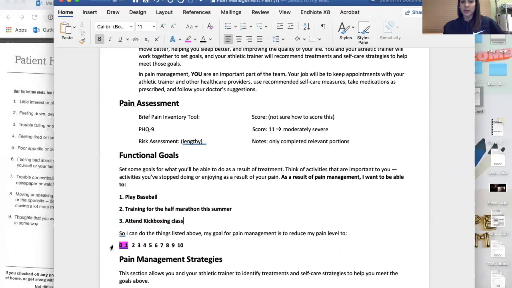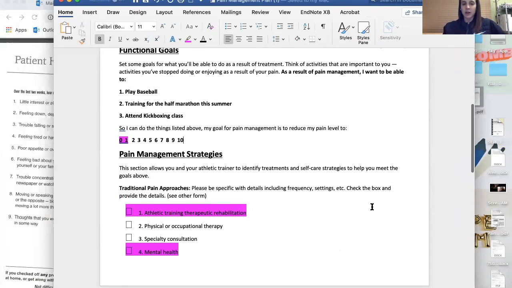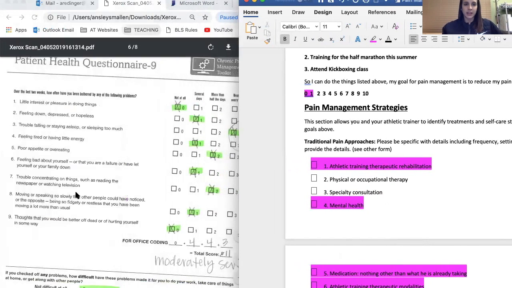So we want to decrease his pain. Obviously he doesn't want any pain, but realistically he said between a 1 and a 2 would be the most ideal. So the things that we are going to do, I put over here.